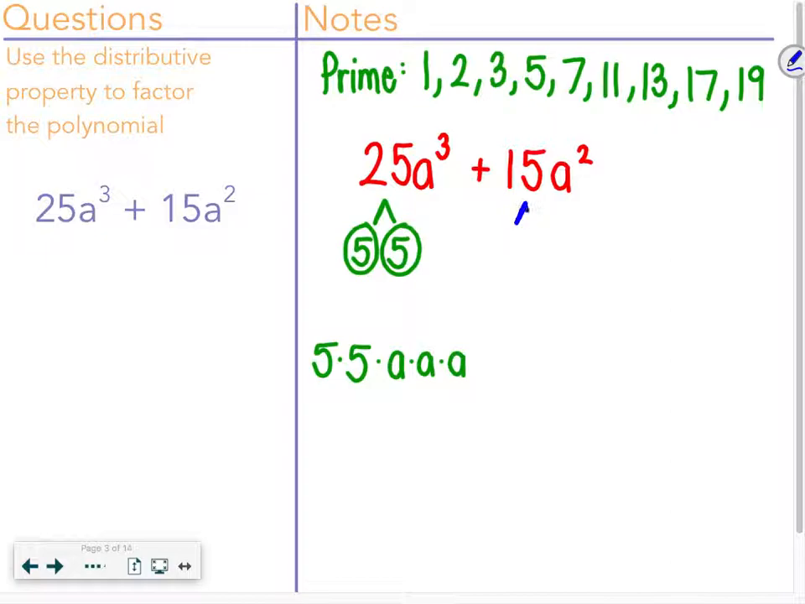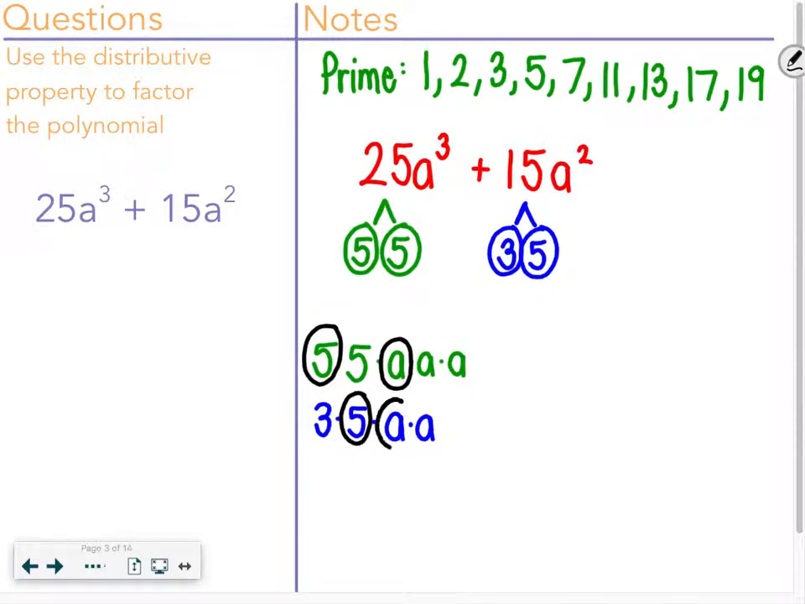15a squared. To make 15, it's 3 times 5. 3 and 5 are both prime. So 3 times 5 times, and then a squared is a times a. All right, let's circle what is in both groups. So we have a 5 in both groups. We have an a in both groups.